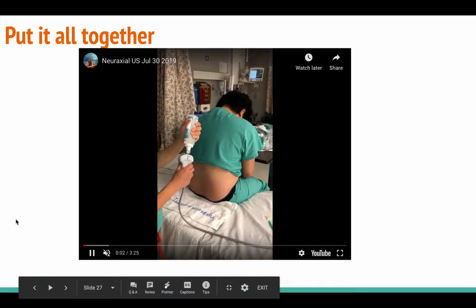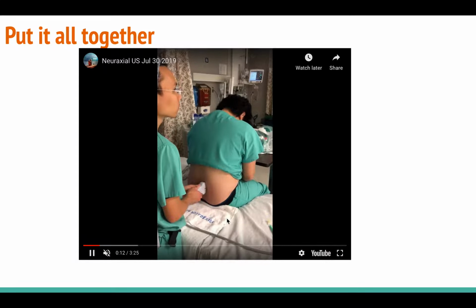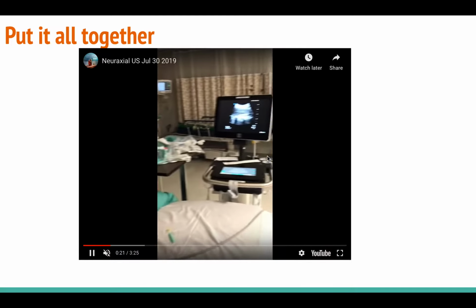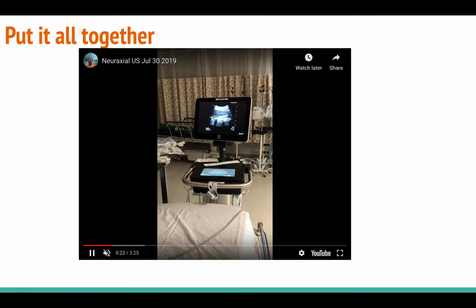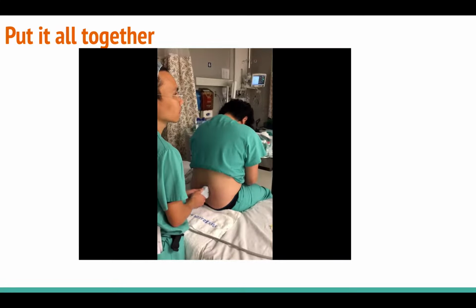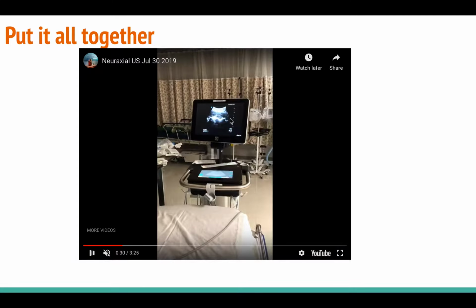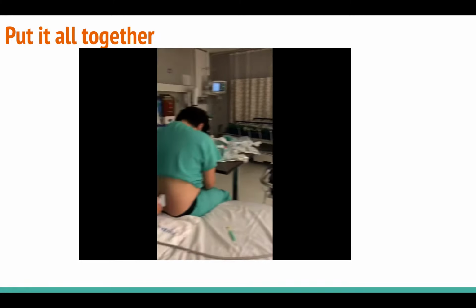So now we're going to look at a video that I recorded. We're going to use a low frequency wide transducer, start a couple of centimeters from the midline, and try to find your transverse process using your trident sign. There we go. Here's my trident sign. Now move medially and try to find the articular process. You're looking for the camel hump sign, and here is your articular process.